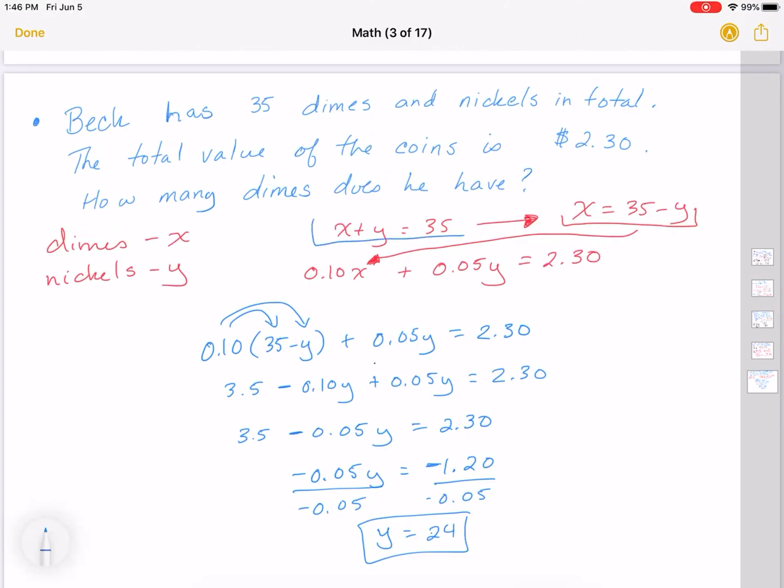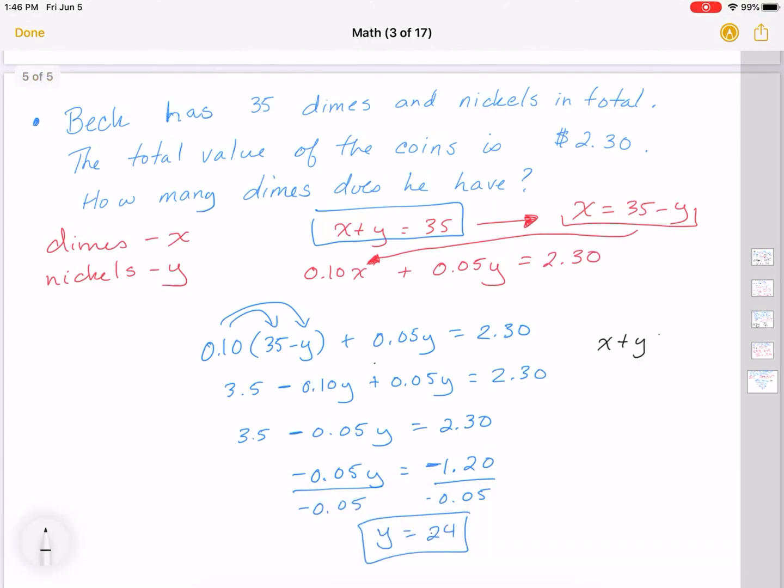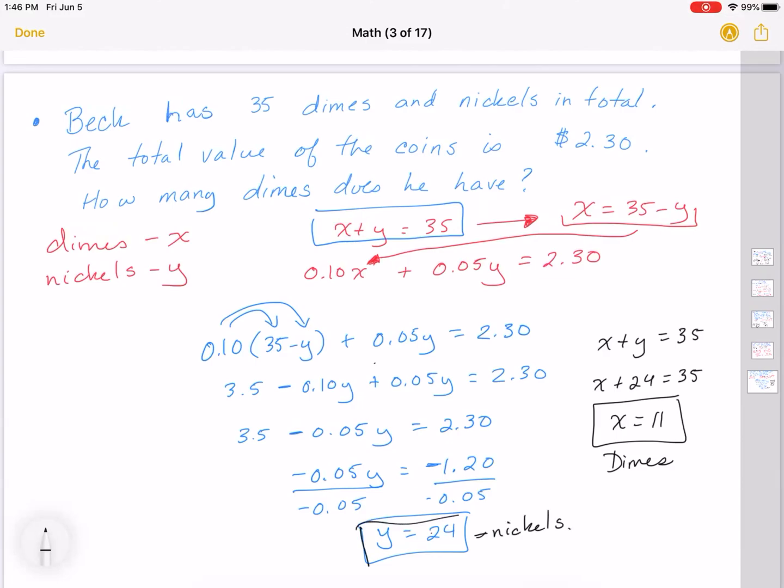So I go back to my other equation. X plus Y equals 35. I'm just changing color for clarity. X plus Y equals 35. X plus 24 equals 35. So X must equal 11. So what does that mean? It means I have 11 dimes and 24 nickels. And you can do the math and figure out that if you have 24 5-cent pieces plus 11 10-cent pieces, you have $2.30. Hopefully you can do that to check.